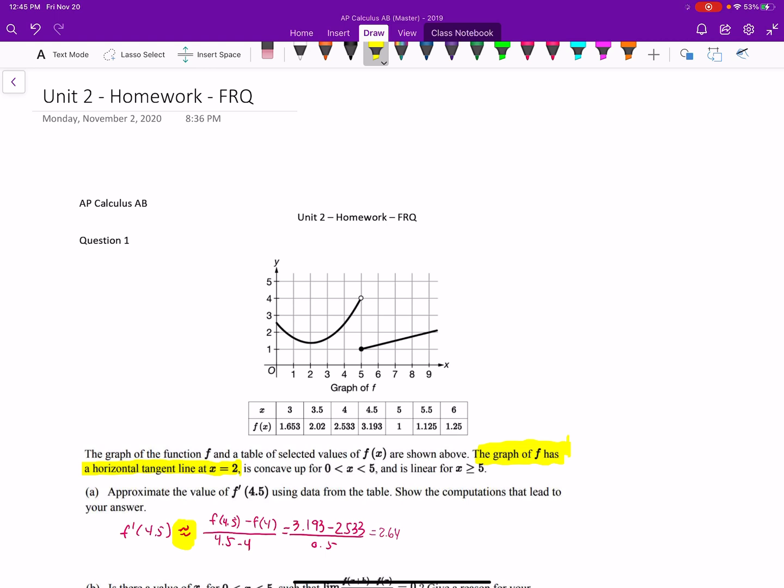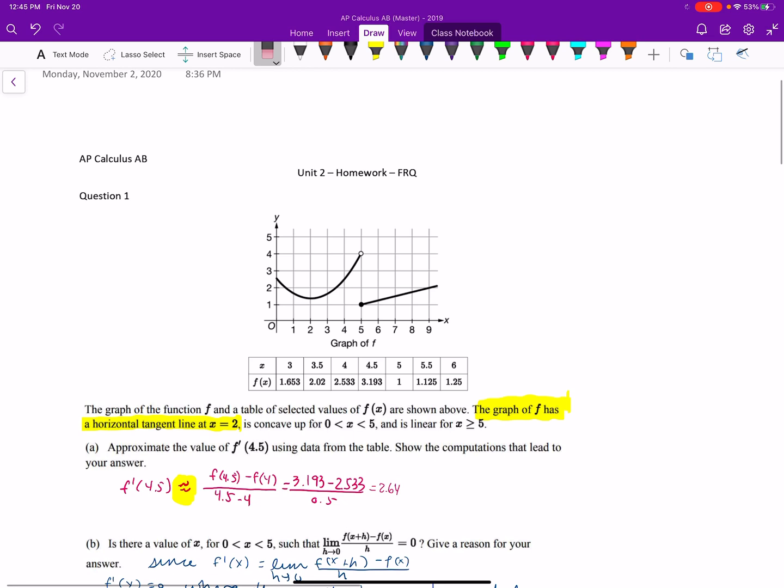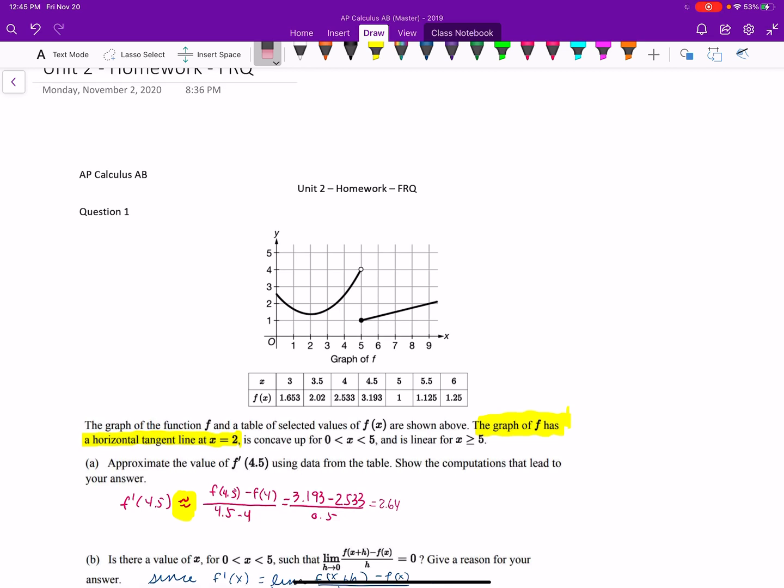And then concave up just means it's curved upwards. We'll get to that in, I think, unit 5, but it just means it's curved upwards like a cup, up like a cup. And then it's linear for x greater than or equal to 5. For part A, approximate the value of f prime of 4.5 using data from the table.